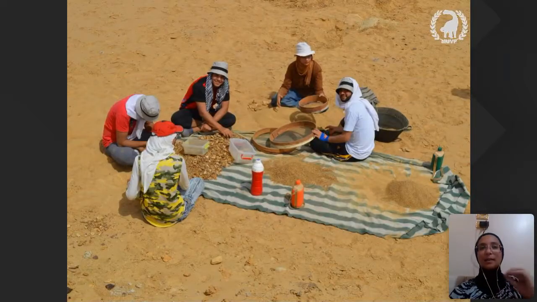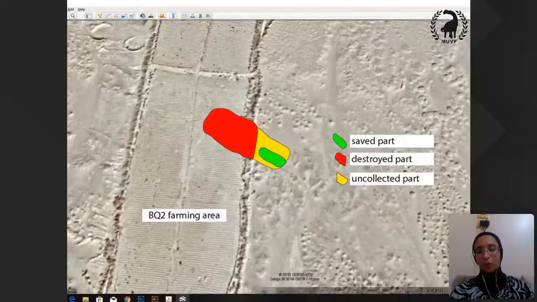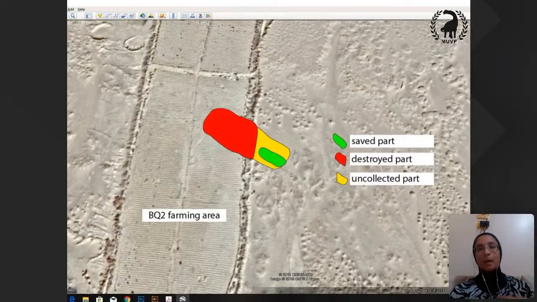So it's not like training on something that is not real. They are actually helping us in our research, and they know that and they appreciate it. And one of the most important things that we have done through this training program is we have managed to salvage a fossil site that we have in Fayoum that was mostly destroyed by agriculture.